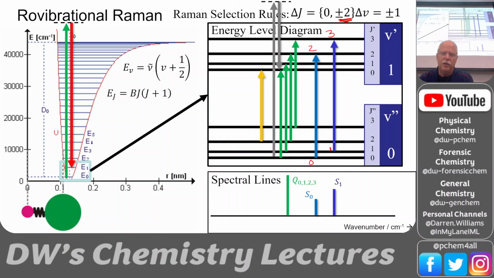So this one starts at 2 and goes down to 0. And the next one starts at 3 and goes down to 1. And we can't start at 1 because it would have to go to minus 1, and we don't have any negative levels. So we have the O2 and the O3. So that's the O branch, Q branch, and S branch.